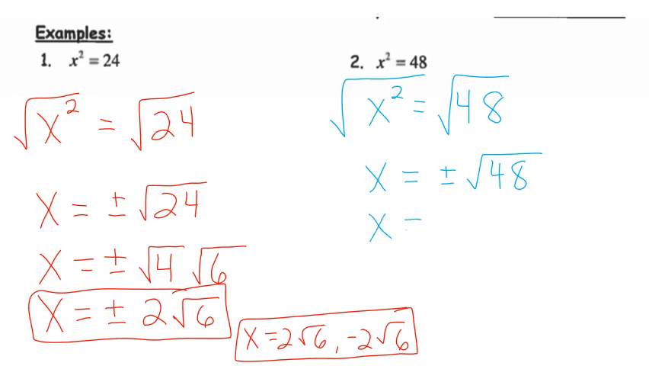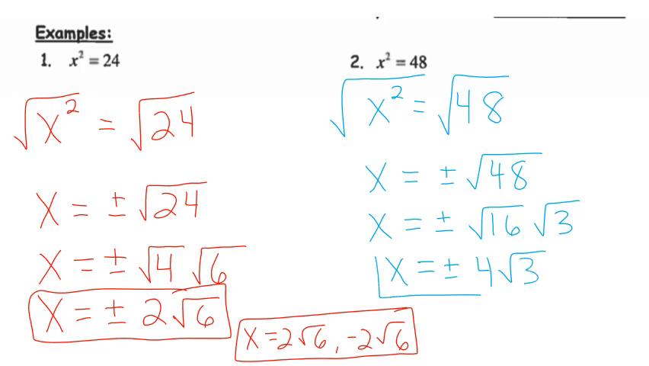48, the largest perfect square is going to be 16 and 3. And then the square root of 16 is going to be 4. So my answer is actually plus or minus 4 root 3. So again, both answers have to be listed. It's either 4 radical 3 or negative 4 radical 3.